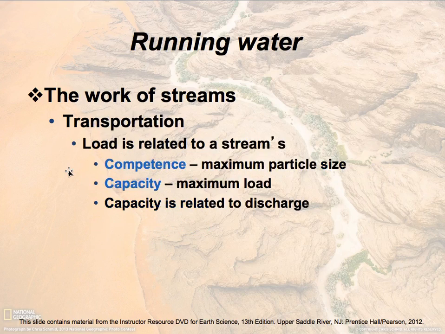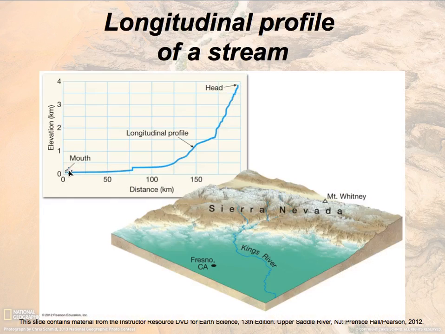Stream load is related to a stream's competence and capacity. Competence is the maximum particle size that a stream can carry, and clearly it would relate to where that stream is in the profile and the velocity. Now, the velocity is highest in the upper regions where the slope is the greatest. So competence is highest up here as well. That's where larger grains, cobbles, pebbles, boulders even, and gravel can be carried, at least as bed load, by a stream.